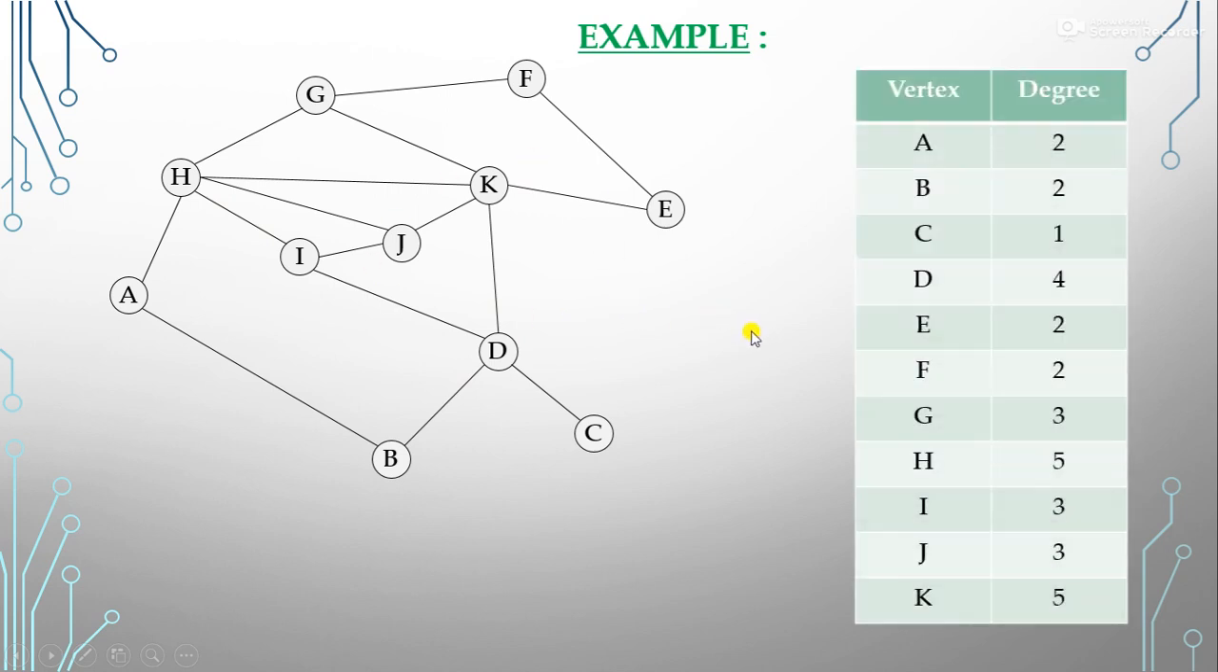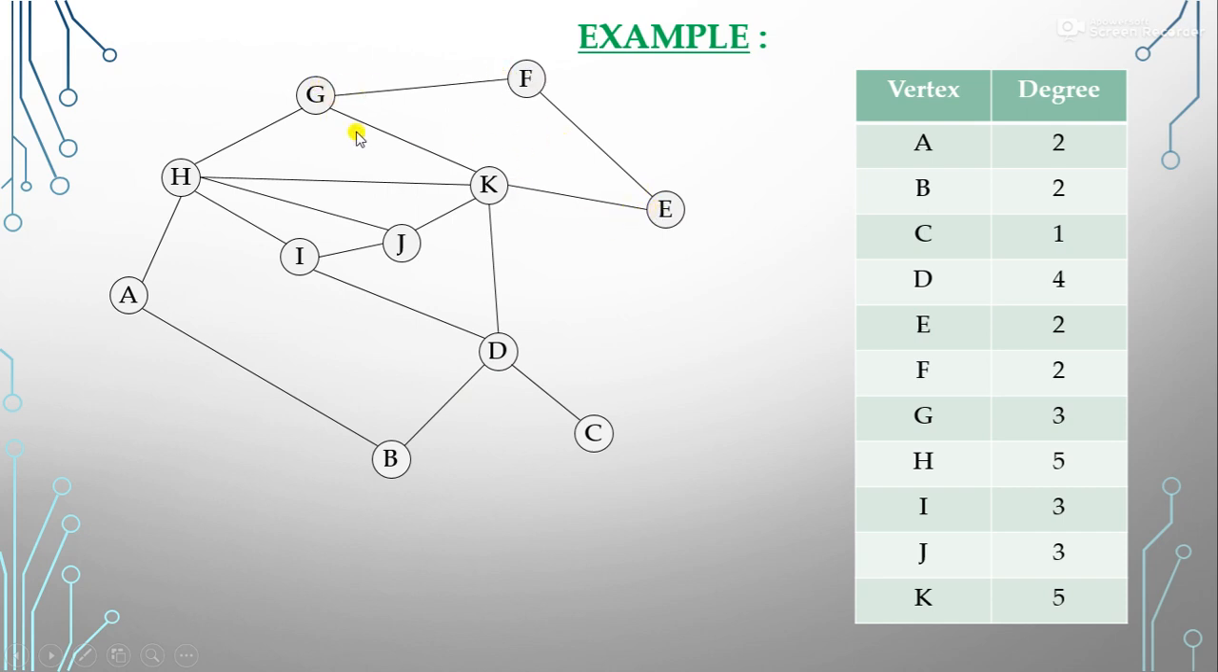First of all, in the Welsh-Powell algorithm, we have to arrange all vertices by their degree. So first we calculate the degree of each vertex one by one. First, what is the degree of vertex A? 2. B vertex degree is 2. C vertex degree is 1, because only one edge is going from this vertex. And for vertex D, how many edges are there? 1, 2, 3, 4. So D has degree 4. E has degree 2. F has degree 2.